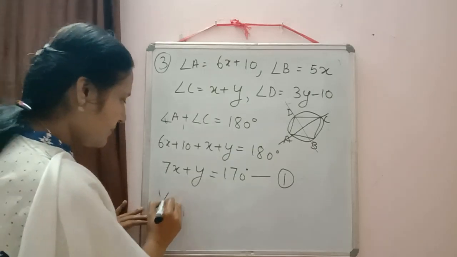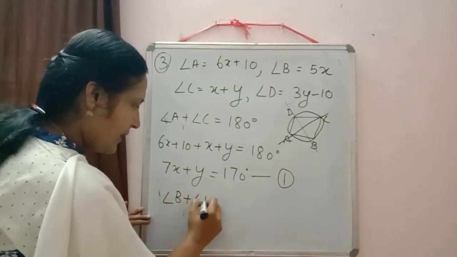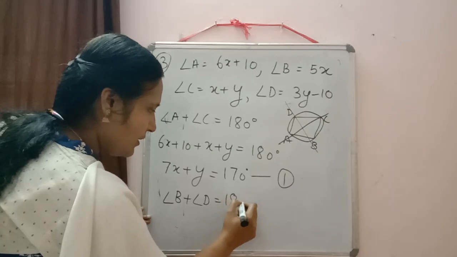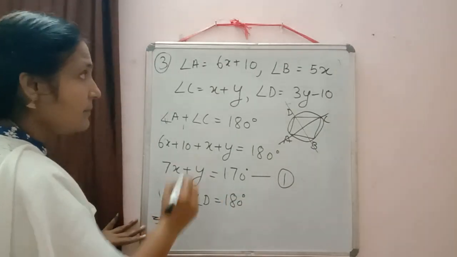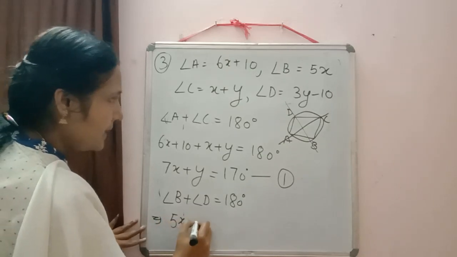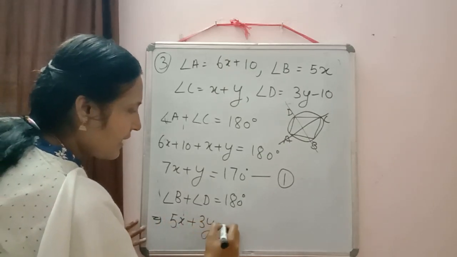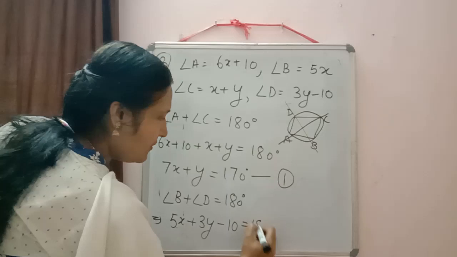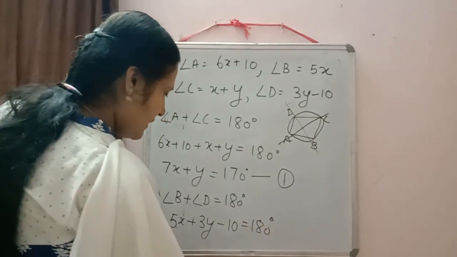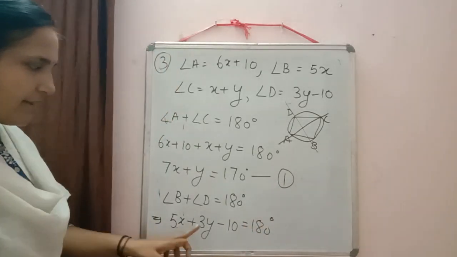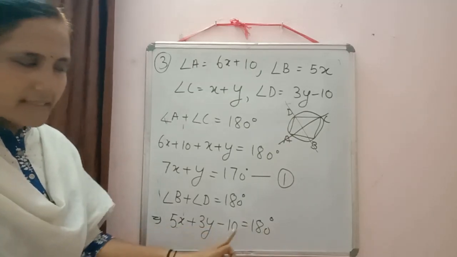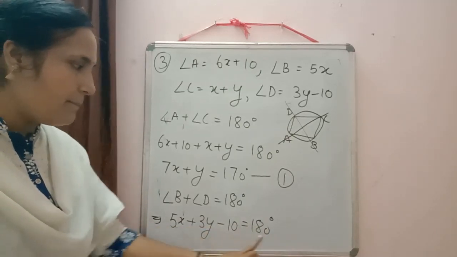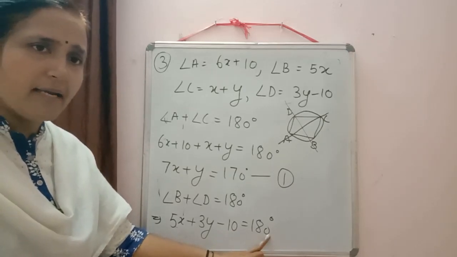So that concept we are going to use now. Angle B plus angle D is equal to 180 degree. Now substitute the value. Angle B is 5x plus angle D 3y minus 10 is equal to 180 degree. What will come? 5x plus 3y is equal to 180 minus 10, which will become plus 10. So 180 plus 10 will be equal to 190.